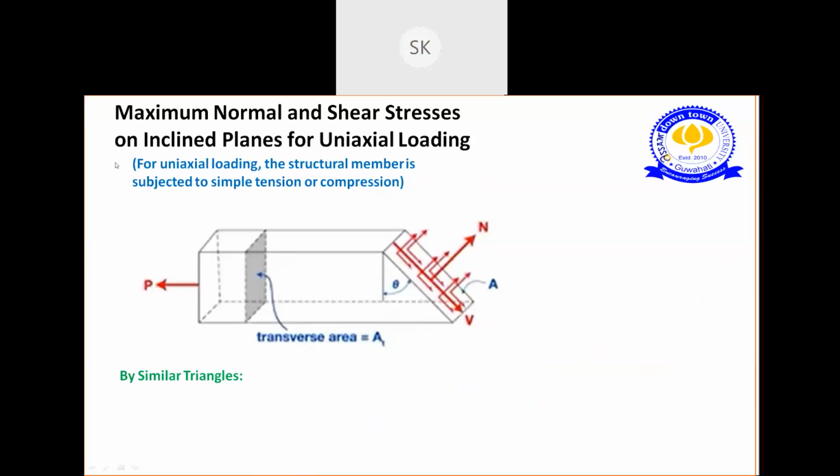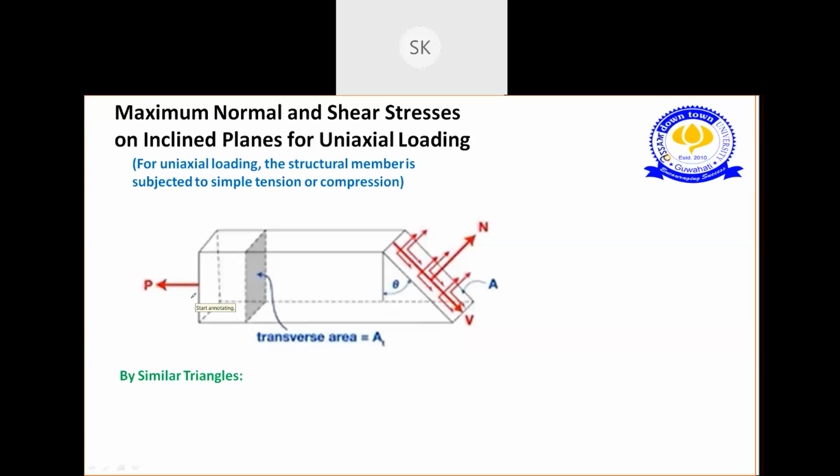So this is our structural member. We have provided a force, a uniaxial force. I have provided a uniaxial loading in this direction, and this structural member can be subjected to tension or compression.